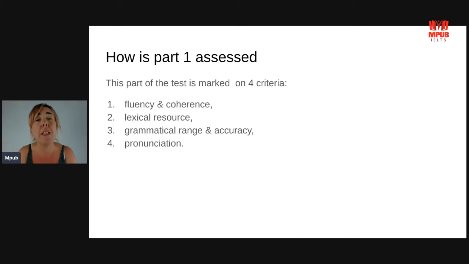Then we've got grammatical range and accuracy. If you can only speak in the present simple all the way through the exam, this might keep your score low. But if you try and use the past, the present, the future, conditionals, and if they are correct, then you're more likely to get higher bands in the exam. And finally, pronunciation, okay? Try your best to pronounce words in the correct way, okay?